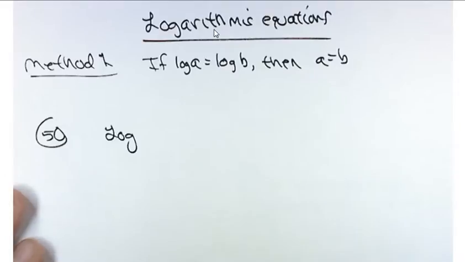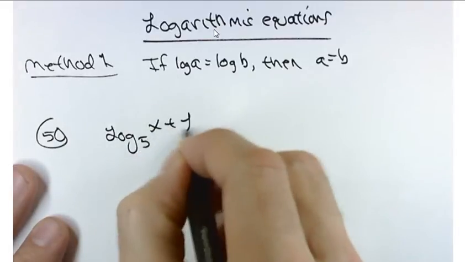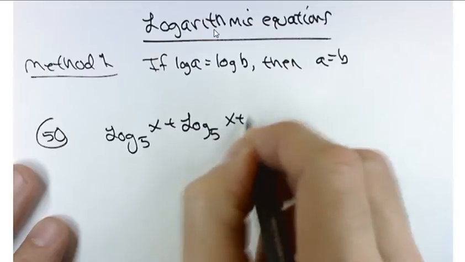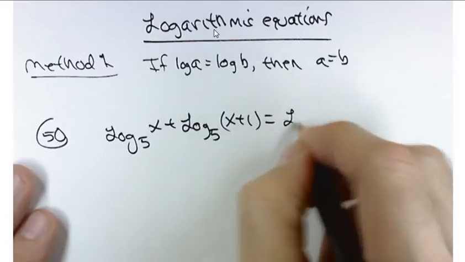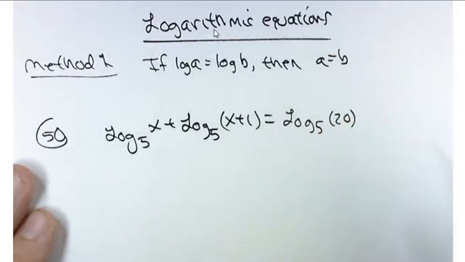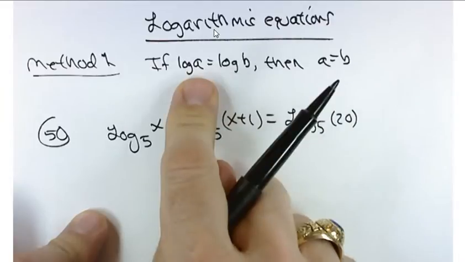Log base 5 of x plus log base 5 of x plus 1 equals log base 5 of 20. Can I just cancel out the logs everywhere? No. It'd be a quick way to help me grade your exams. It'd be very easy to grade if you just canceled out all the logs. It won't work. Now, this idea doesn't really come into play yet because I don't have the log of something equals a log of something else. But I can get that.